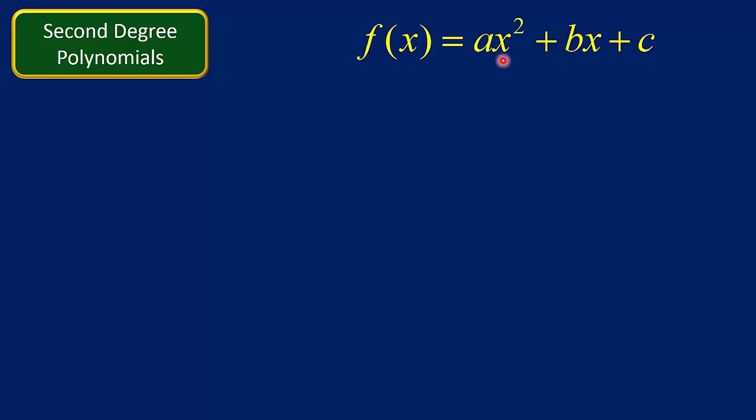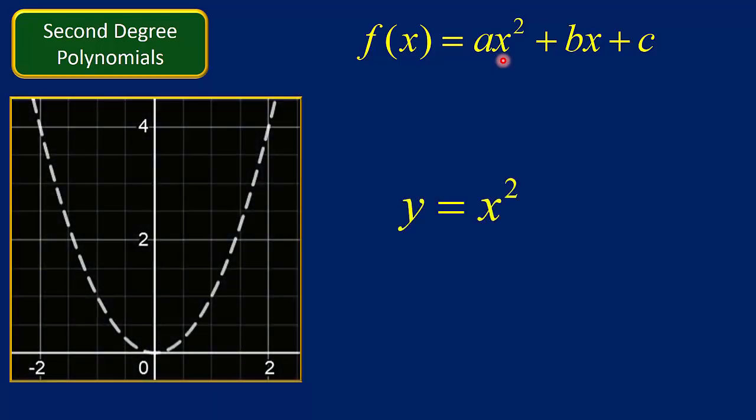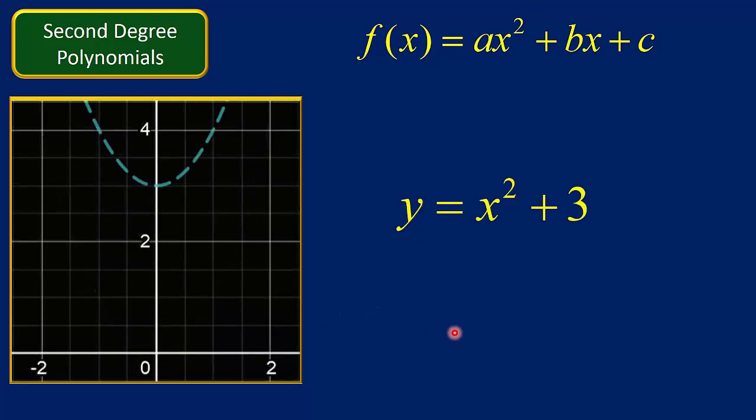Now, b could and c could, but this is a second-degree polynomial, and this is a most basic one right here, y equals x squared. And we know what the graph of that looks like. Notice it has a vertex down here at 0, 0. So very straightforward. Now, if we add a number onto the end, look what happens. It shifts up, it's shifted up 3 units.